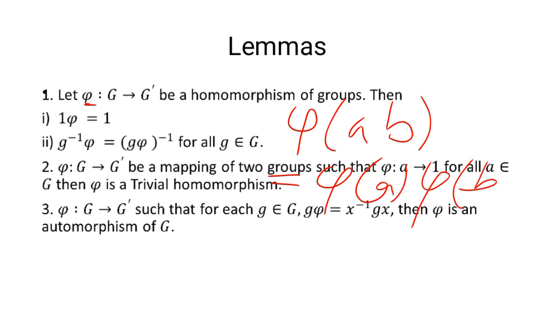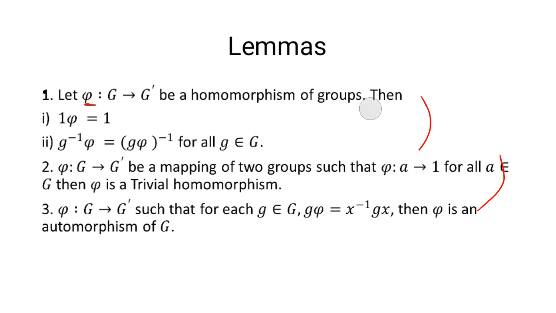So once we have a homomorphism, it satisfies that. We have a homomorphism of groups, and we're told that if that happens, then 1 phi is the same as 1. And secondly, that if you take g inverse, the homomorphism takes g inverse, that's the same thing as taking g phi and taking everything as inverse, for all g in capital G. So these two conditions we want to prove.